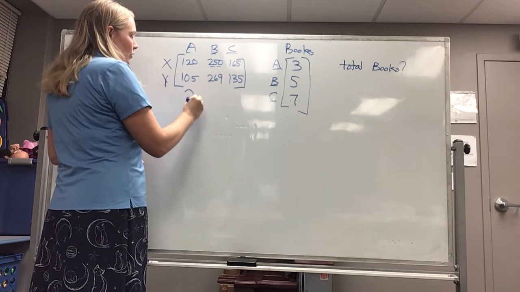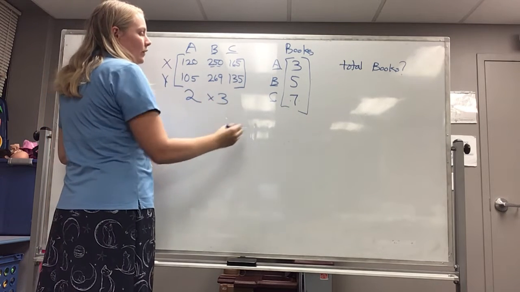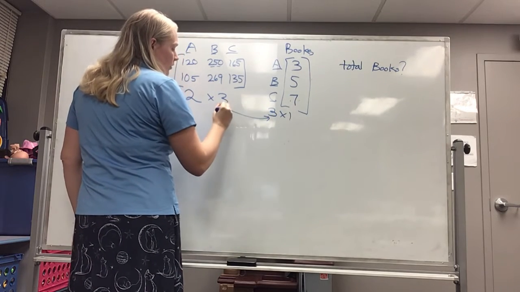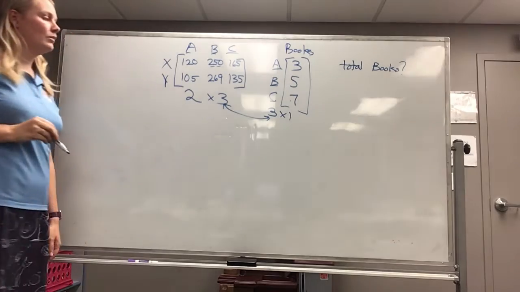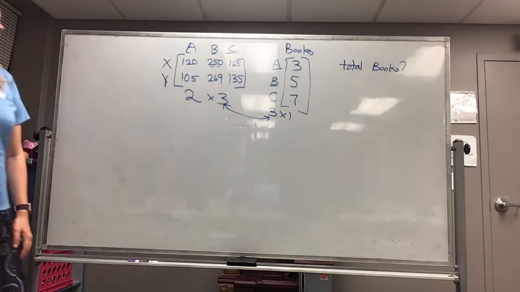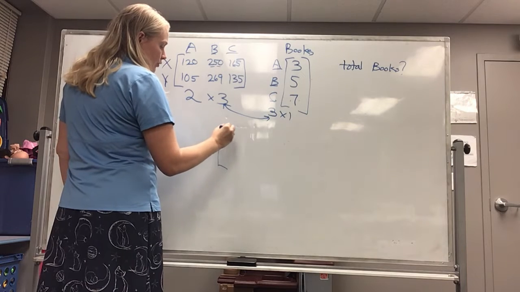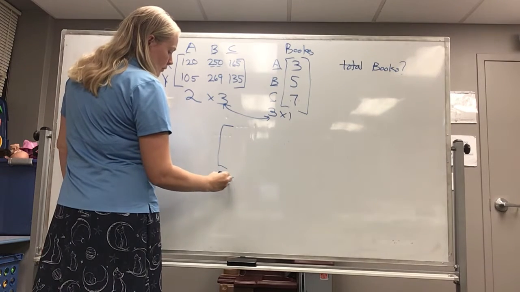Our answer is going to be a multiplication matrix. This is 2 by 3. This is 3 by 1. The centers match, and so again the multiplication is possible. Our answer is going to be 2 by 1.